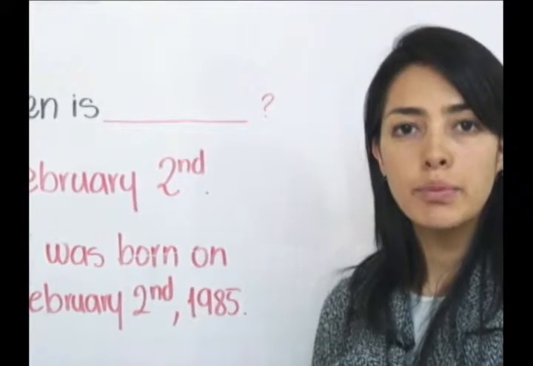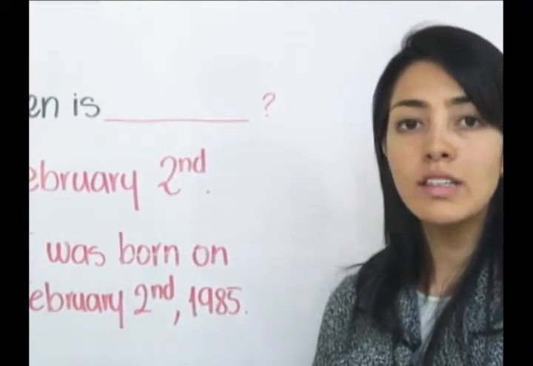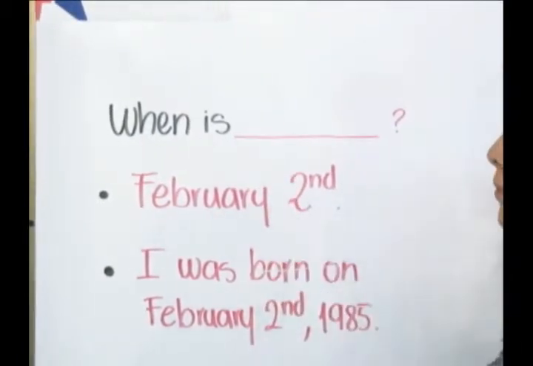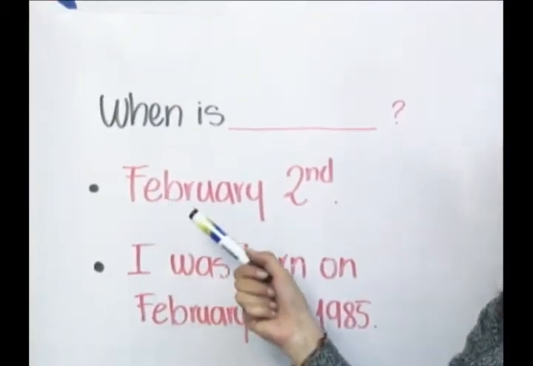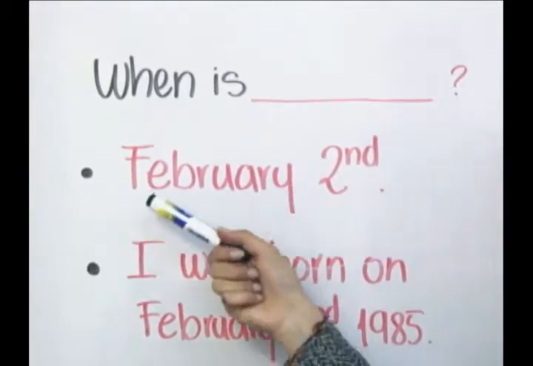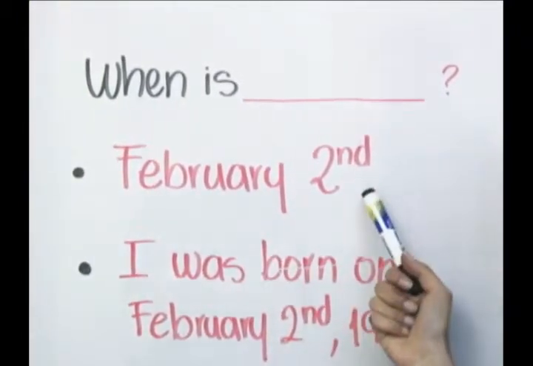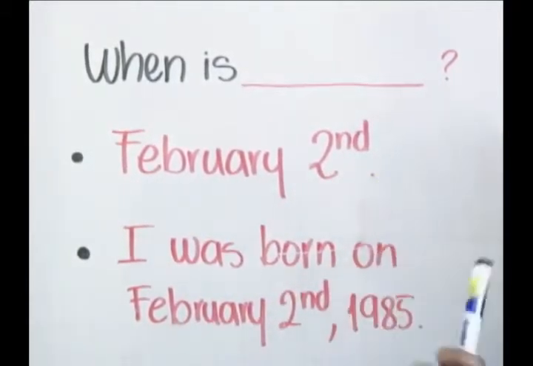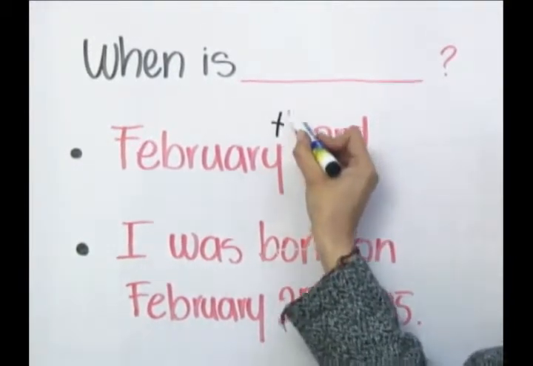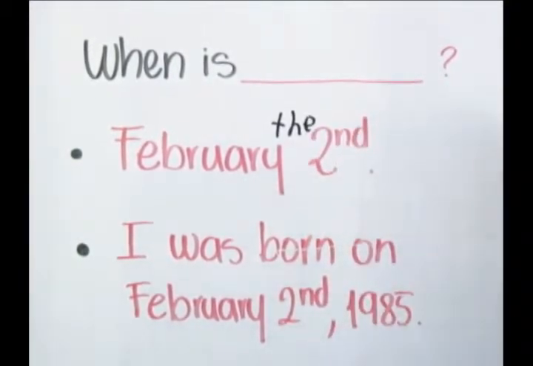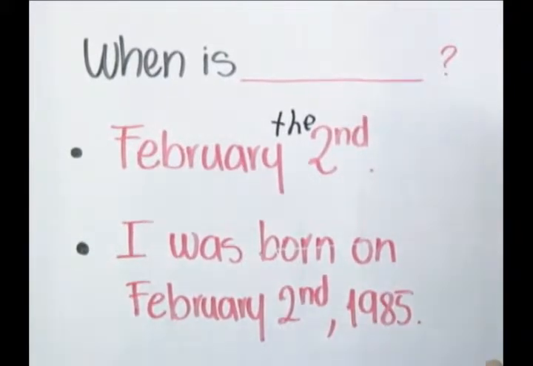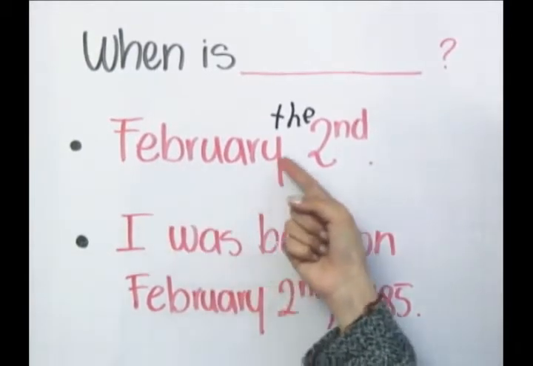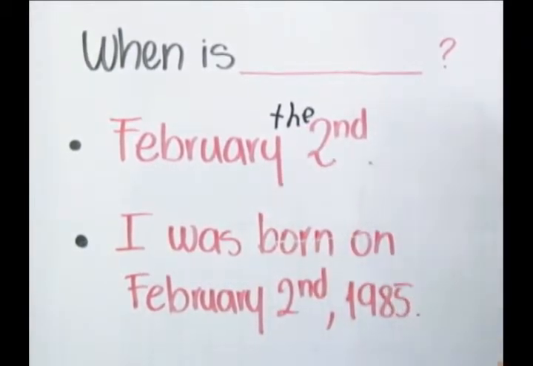It is really important to read dates. So look at the question and look at the answer. When is your birthday? My birthday is on February the 2nd. So listen to me. February the 2nd. We use a kind of article here, the, but we don't write it. We just say it. So we say on February the 2nd when we speak.